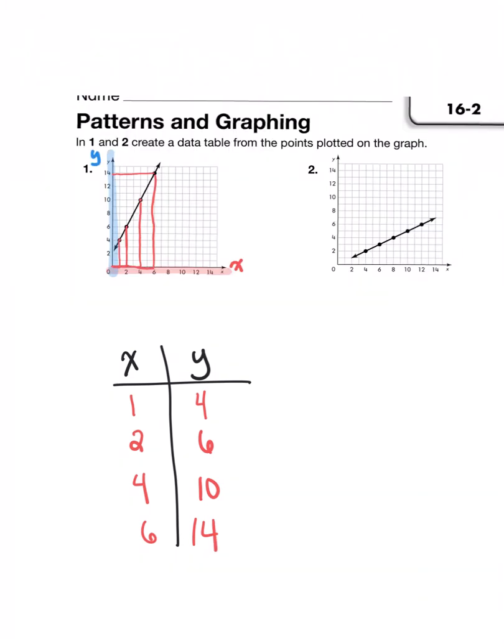Okay, now you guys do item number 2 on your own. Remember, to make your data table, you're going to make a T-chart, label one side with an X and one side with a Y. The X is the side-to-side axis, and the Y is the vertical or up and down one. Okay, let's look at number 3.